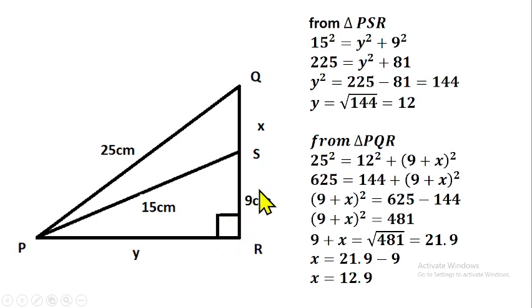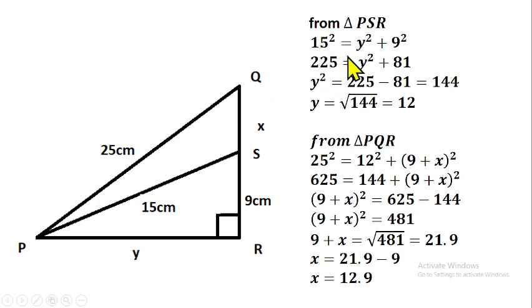So if you formulate Pythagoras theorem from triangle PSR, what will it say? That means you have PS, which is the hypotenuse side squared, which is 15 squared, equals the sum of the squares of the remaining two sides. That will be y squared plus 9 squared. From here to here is 9. So 9 squared plus y squared equals 15 squared. And that is the Pythagoras theorem for us.